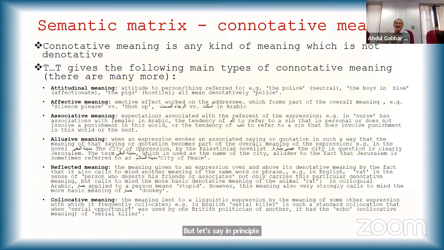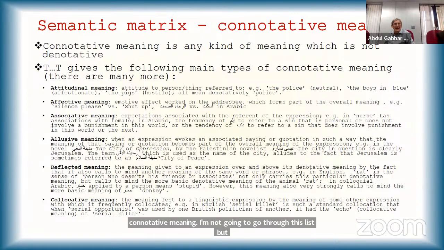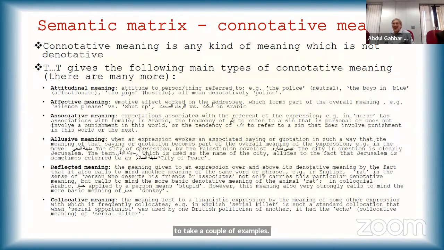Okay, then gives us this other kind of meaning. It's connotative meaning. I'm not going to go through this list, but to take a couple of examples, Harvey and Higgins suggest 6 types. In fact, I counted 13, but I think someone else might count 45 or 83. And I suspect, you know, that the number of meanings you can get that are not denotative meaning may in fact go on and on and on and on.